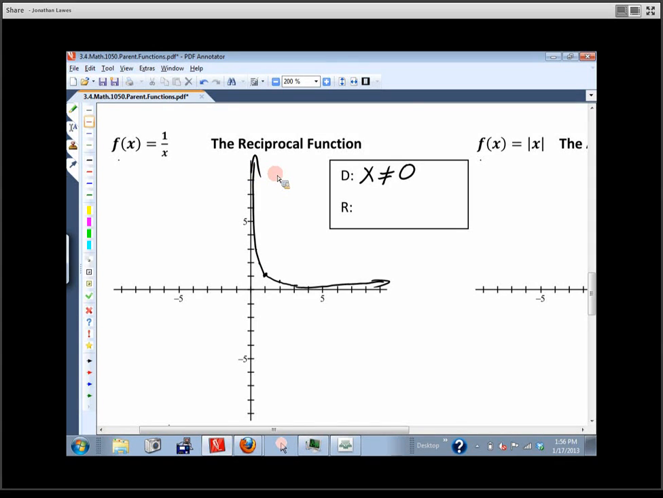Yeah. What if you plug in a negative for x? We're going to get there. Hang on a second. Okay? So the name of this is the reciprocal. What's the reciprocal of big positive numbers? Small positive numbers. What's the reciprocal of small positive numbers? Big positive numbers. You get it?